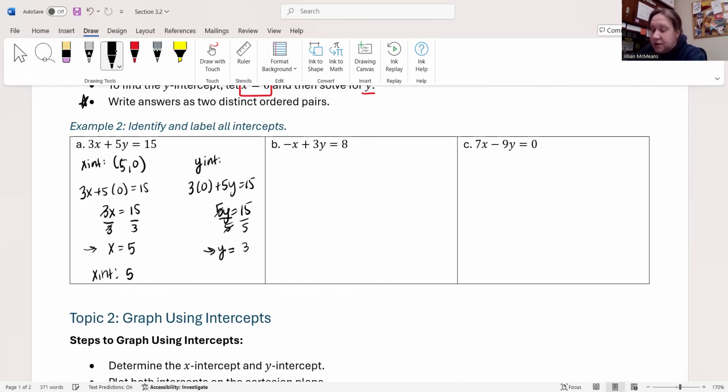Again, I don't like this version. y equals 3 means something else. So either put y-intercept... shoot, don't put x. Bless my heart. I'm having trouble this morning.